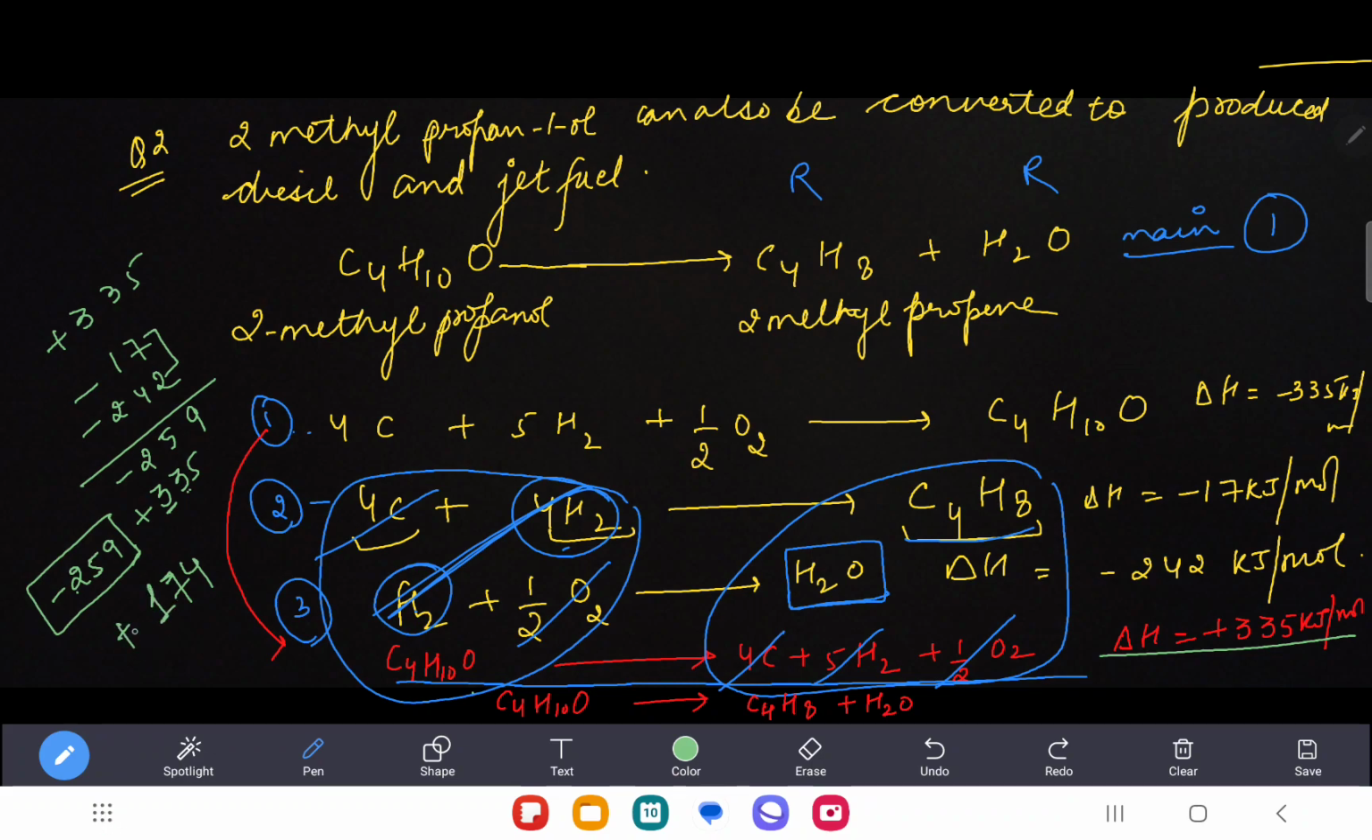So it shall be plus 174. That means what? That this is going to be an endothermic reaction finally. So that is delta H reaction. I hope you're understanding. Why?